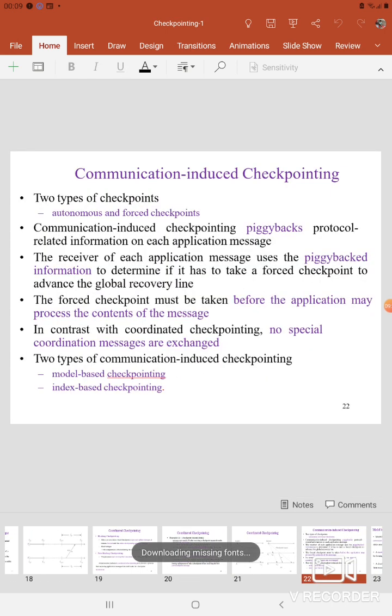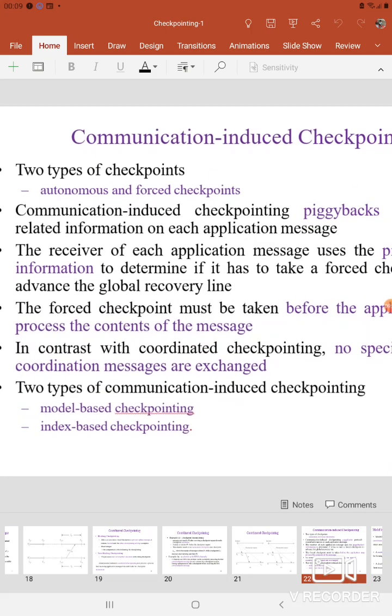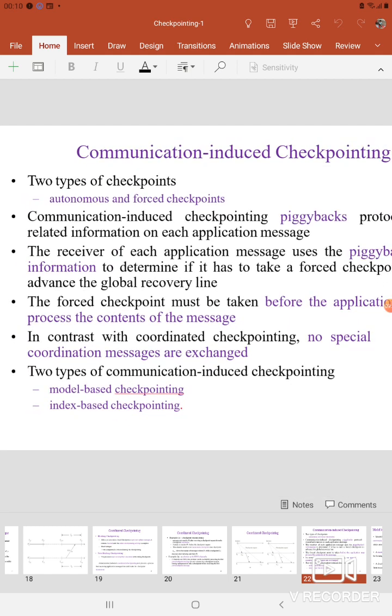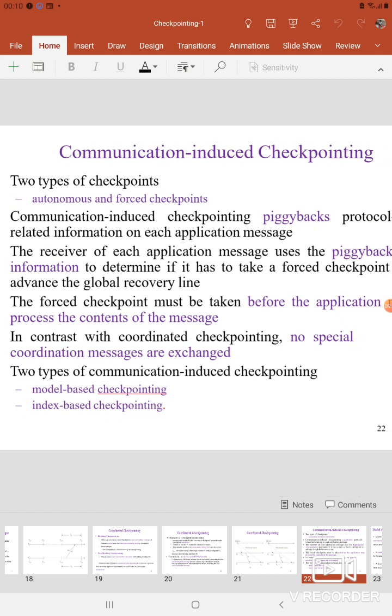So we move on to the third type, communication induced checkpoint. Again here also we have two types, autonomous checkpoint and forced checkpoint. So hope you remember what communication induced checkpointing is. Along with the application messages, you need to piggyback the checkpointing information. That is, you have to attach the checkpointing information.